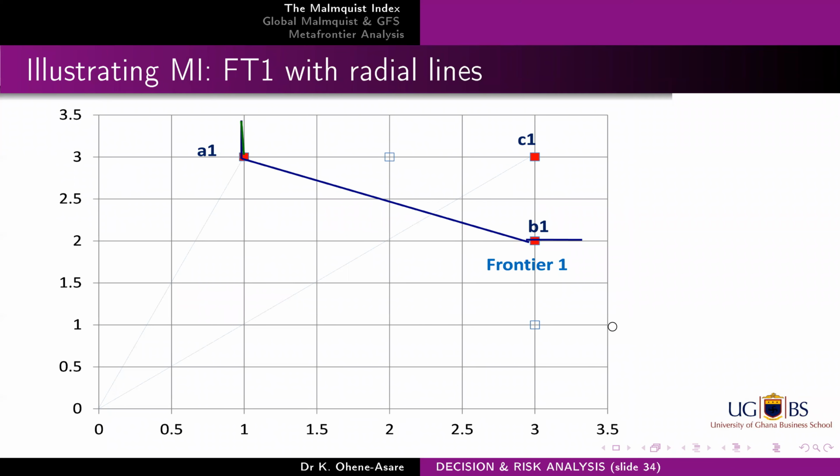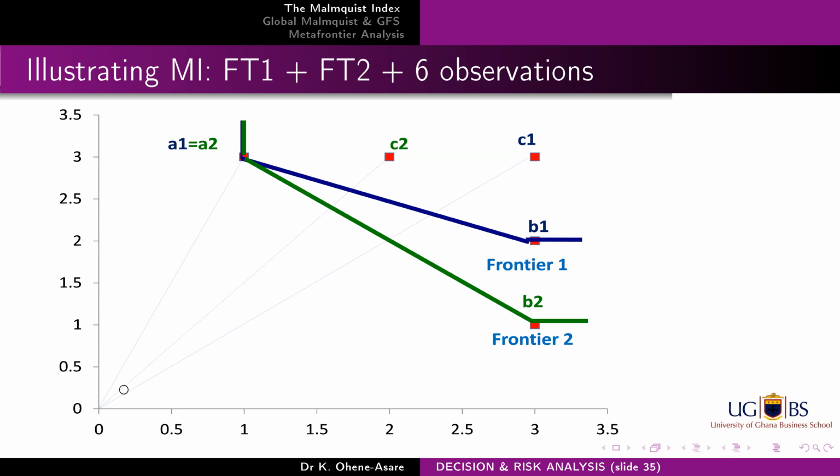This is the first year for frontier 1. You can see it. We have the radial lines. All of them are showing. The radial lines are beautifully showing there. And then the second one, just as I indicated, it looks like this.